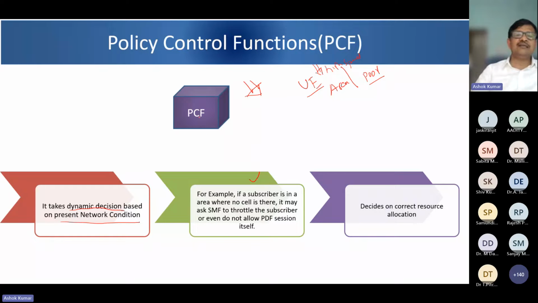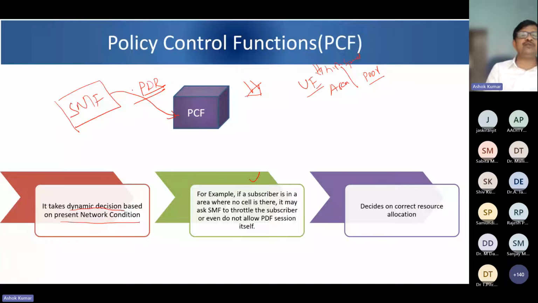And in addition, as I explained, SMF does QoS related rules, profiles, and templates, but it does so based on packet data rules provided by PCF. So basically, the basic information is provided by PCF to SMF, and based on that SMF creates those rules for UE, profile for the gNodeB, and SDF template for UPF. So this is another function of PCF.